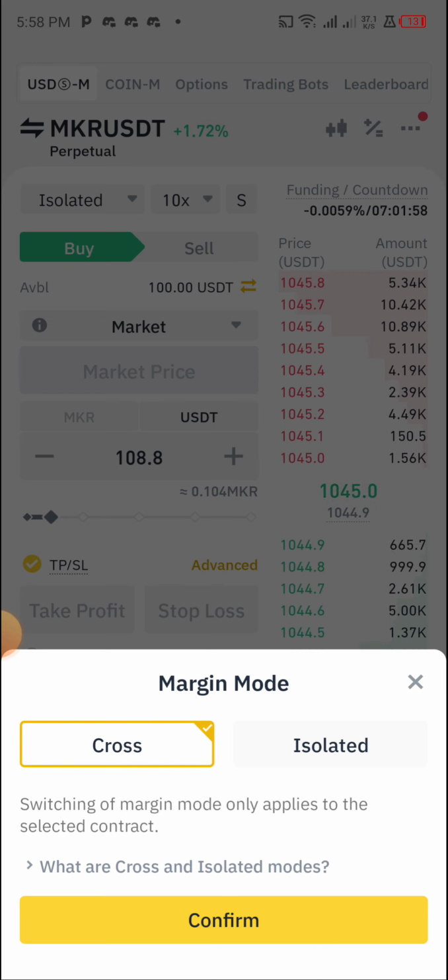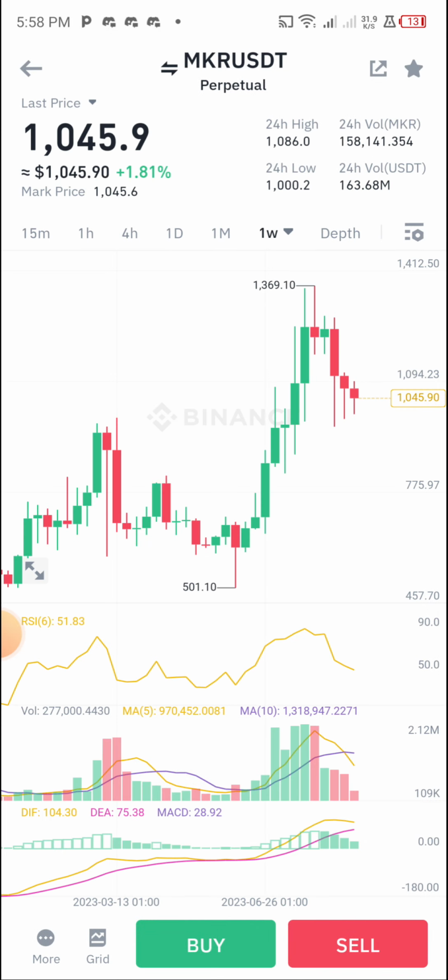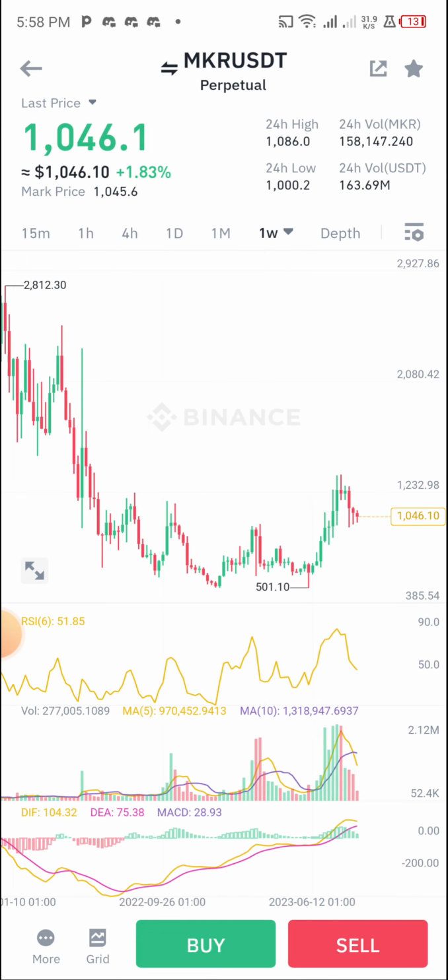That's just it. But if you're on cross, the $100 will service the risk of that $10 trade. So basically, that's just the difference between the both of them. And it's very simple. So right now, this is MKRO. Let's see what the MKRO chart looks like. This is what the chart looks like.